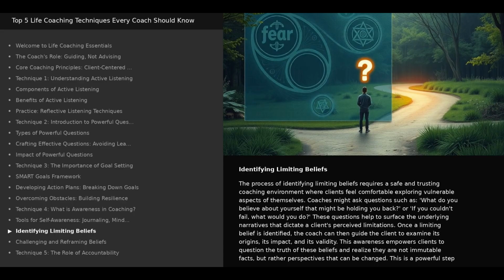Once a limiting belief is identified, the coach can then guide the client to examine its origins, its impact, and its validity. This awareness empowers clients to question the truth of these beliefs and realize they are not immutable facts, but rather perspectives that can be changed. This is a powerful step towards unlocking true potential.